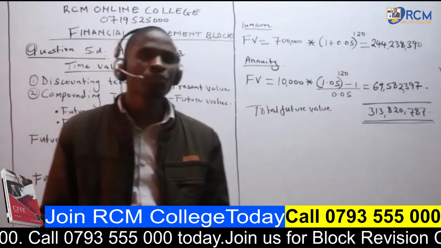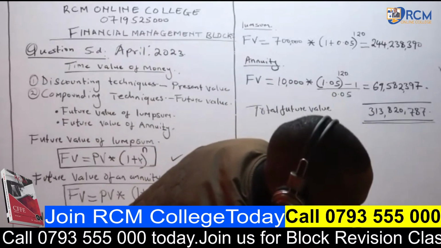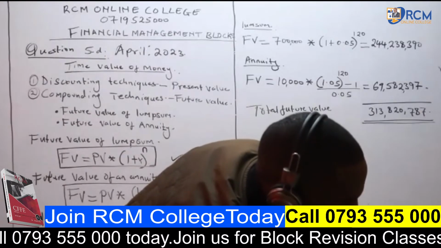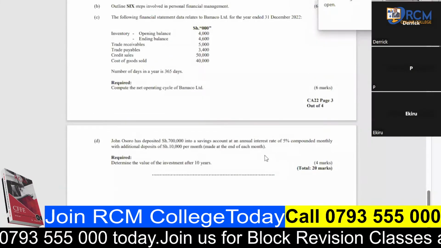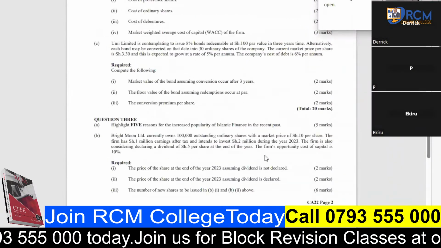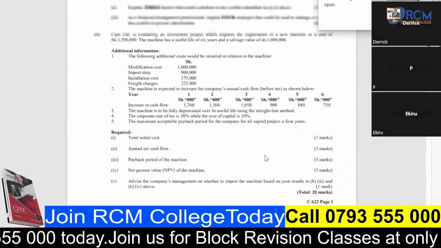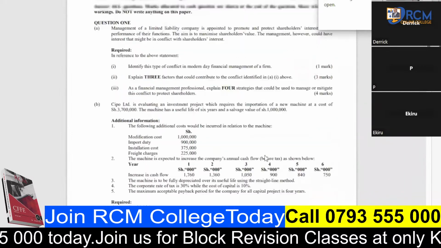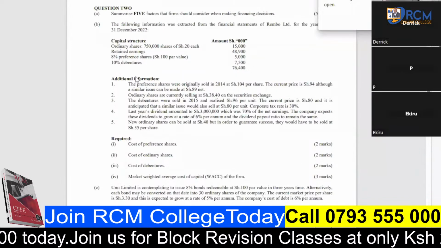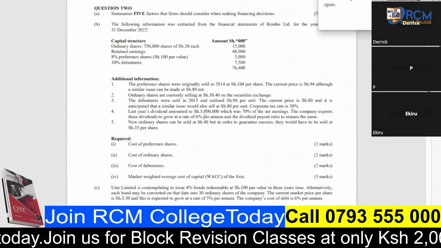I want us to move to another question. So I display my past paper here. I want us to look at another question, analysis of financial statements. This paper was very good. Another question that really disturbed people. Let's just have a look at this one. I have some 15 minutes, let's see how far we can go.